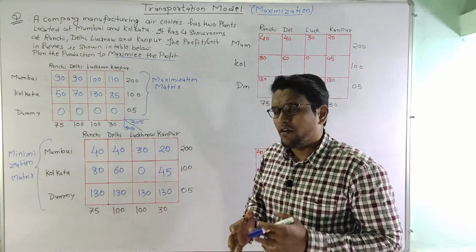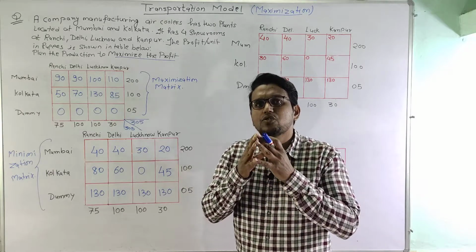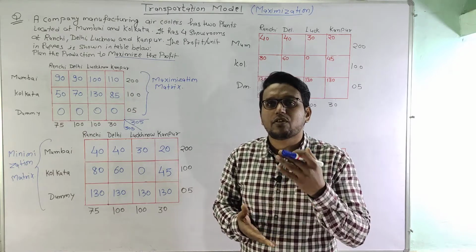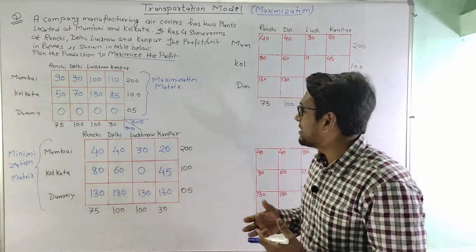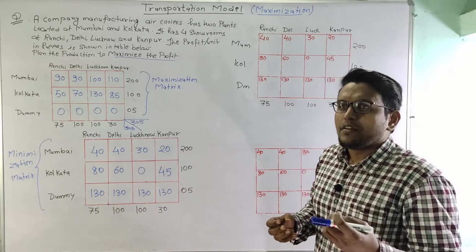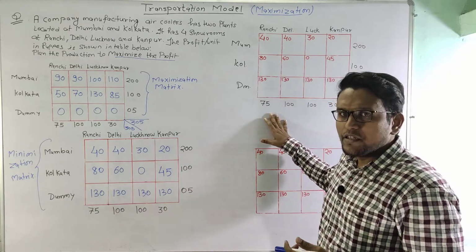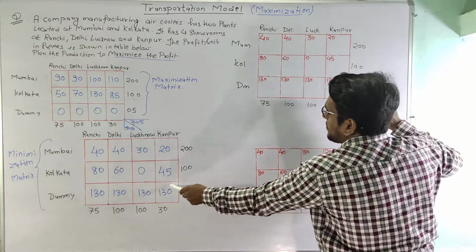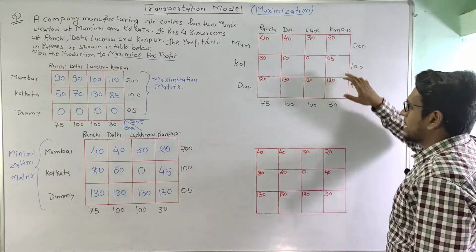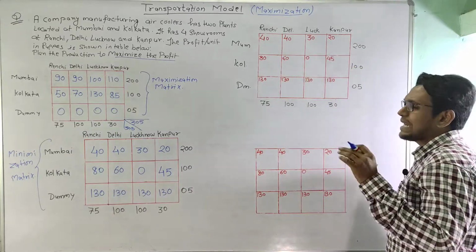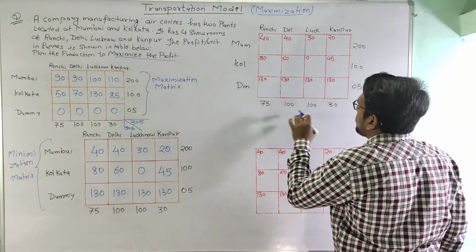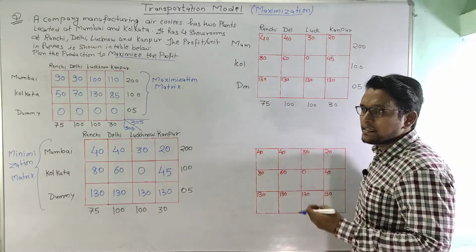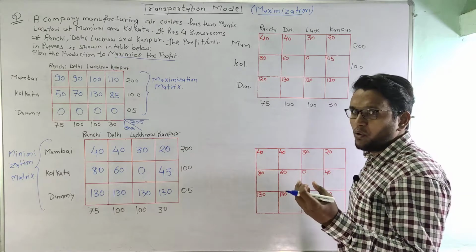Now we know that the transportation problem is solved in two parts. First is to find the basic feasible solution, and the second is to check for optimality. So first we will find the basic feasible solution, and we'll use Vogel's approximation method to find the values. In this minimization matrix, by applying Vogel's approximation method we need to calculate the penalties for each row and each column. The penalty is the difference between the minimum value and the next minimum value in that particular row or column.